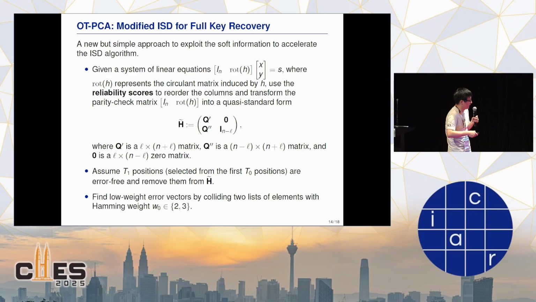The parity check matrix becomes smaller. And then we do a collision approach like Stern's, so we find low-weight error vectors by colliding two lists of elements with small Hamming weight. Here we pick it to be 2 or 3. If it is 2, it is much cheaper than a Gaussian elimination, at the cost of this collision procedure. If it is 3, then it's comparable to Gaussian elimination.